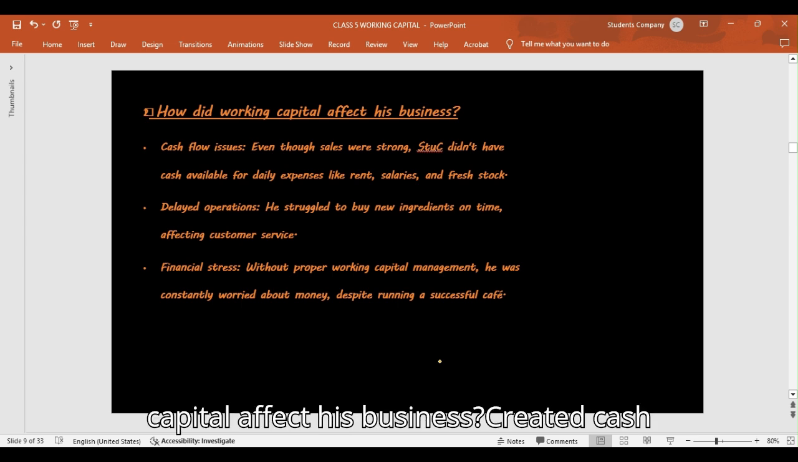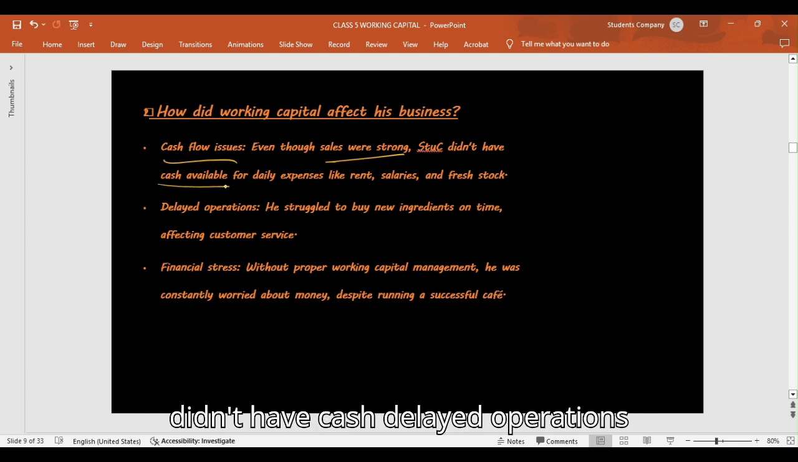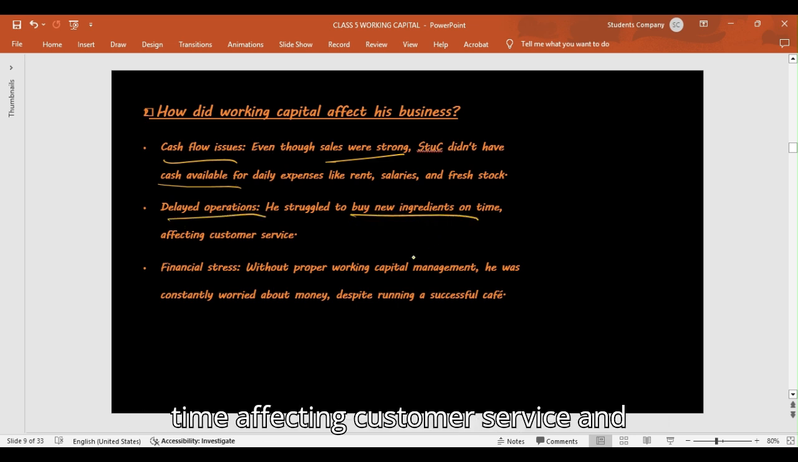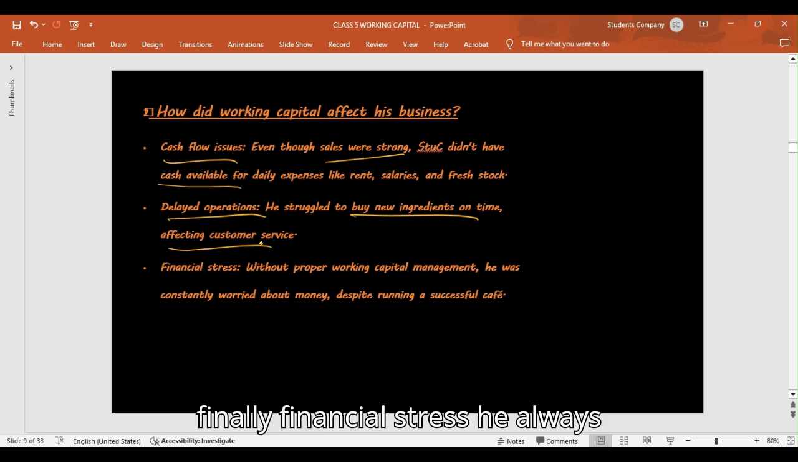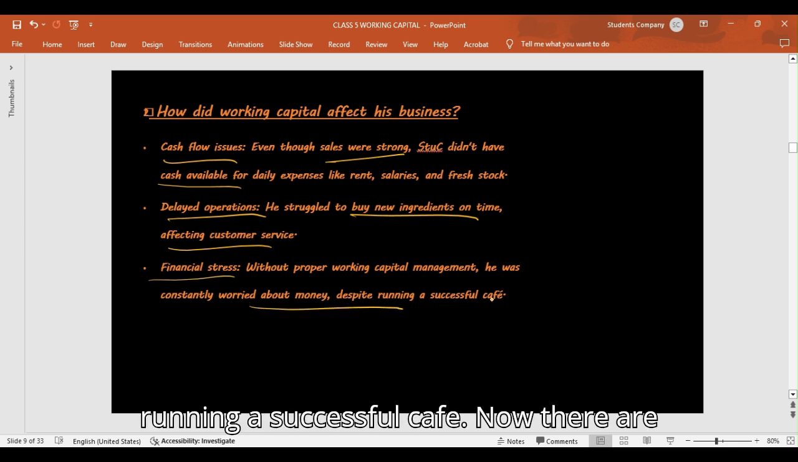Now, how did working capital affect his business? It created cash flow issues. Sales were strong, but he didn't have cash. Delayed operations. So he'd struggle to buy new ingredients on time, affecting customer service. And finally, financial stress. He always worried about money despite running a successful cafe.